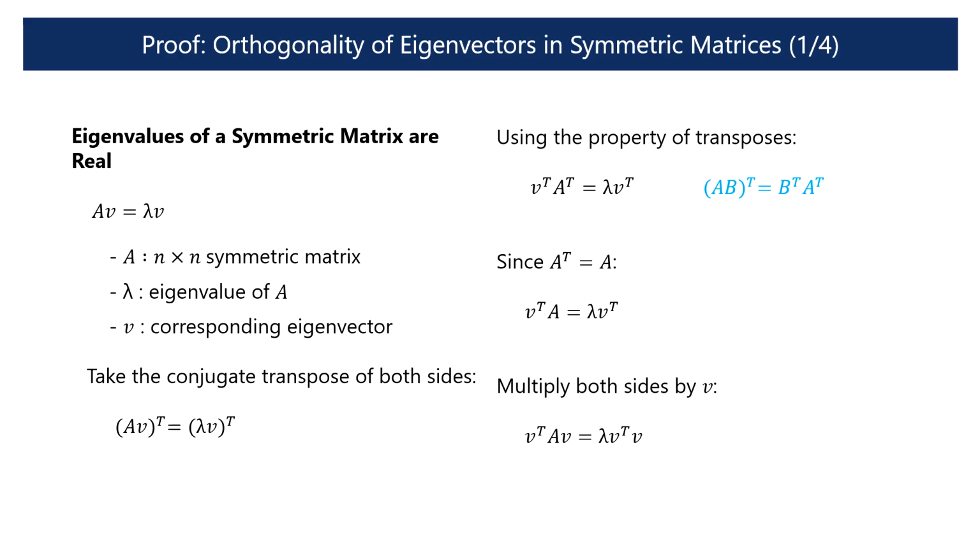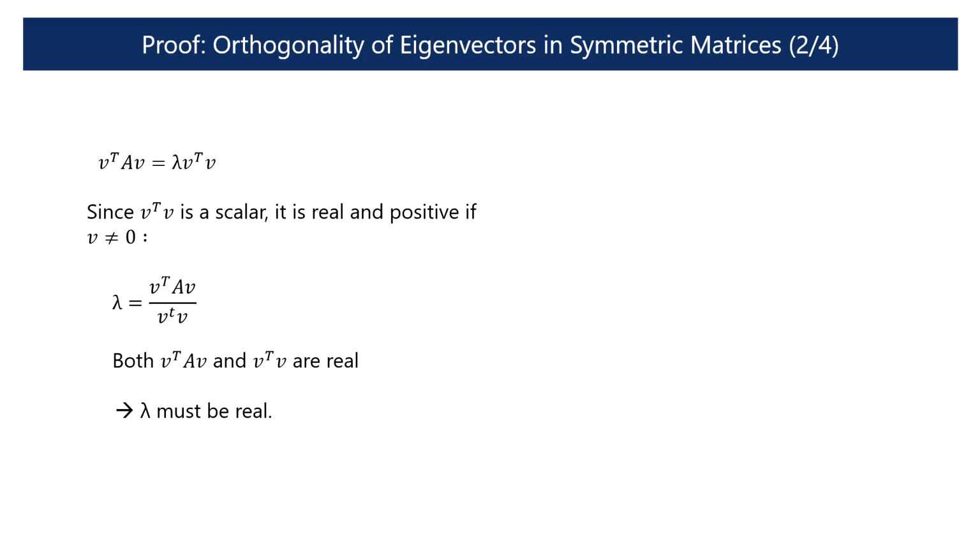Next, multiply both sides by v. Let's continue with this equation. Since the inner product of v transpose and v is a scalar, it is real and positive if v is not equal to 0. Therefore, lambda can be expressed in this way. Since both the denominator and numerator are real, lambda must be real. So, all eigenvalues of a symmetric matrix are real.